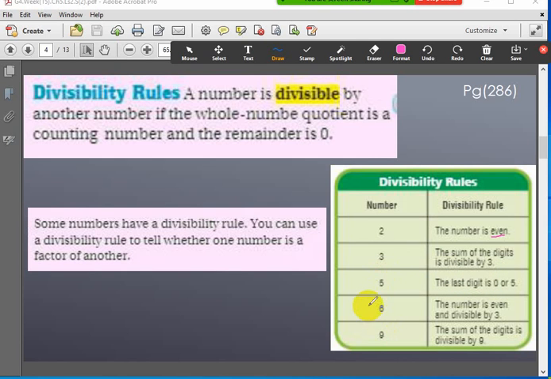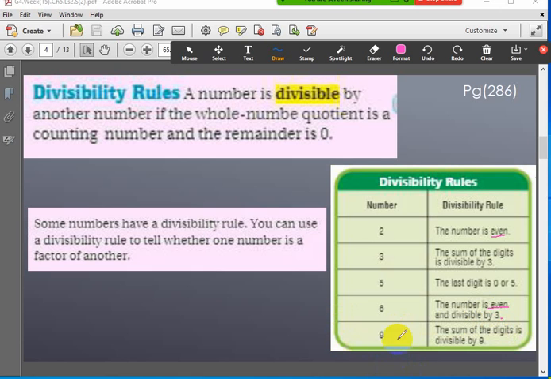Also, how will I know if this number is divisible by 6? There are two conditions here. The first one, the number must be even number. And the second one, the number must be divisible by 3. So first, add the digits, and the number must be divisible by 3, and the number must be even. That means the ones must be even, 2, 4, 6, 8, 10, etc.